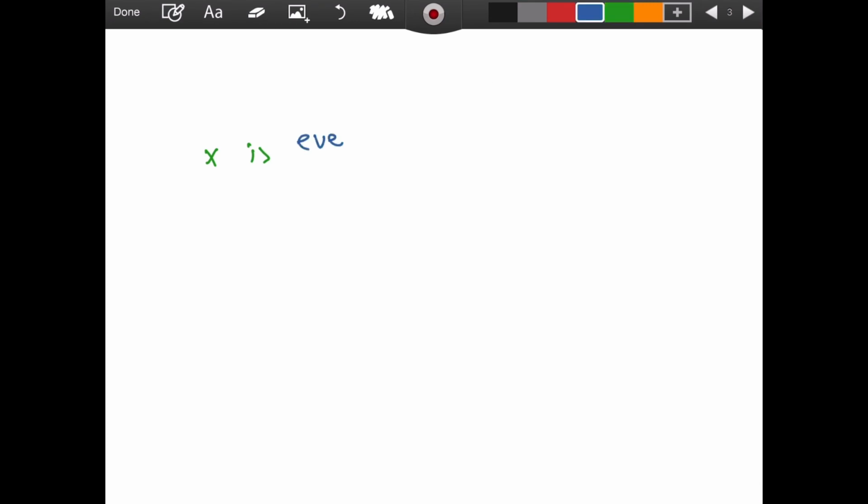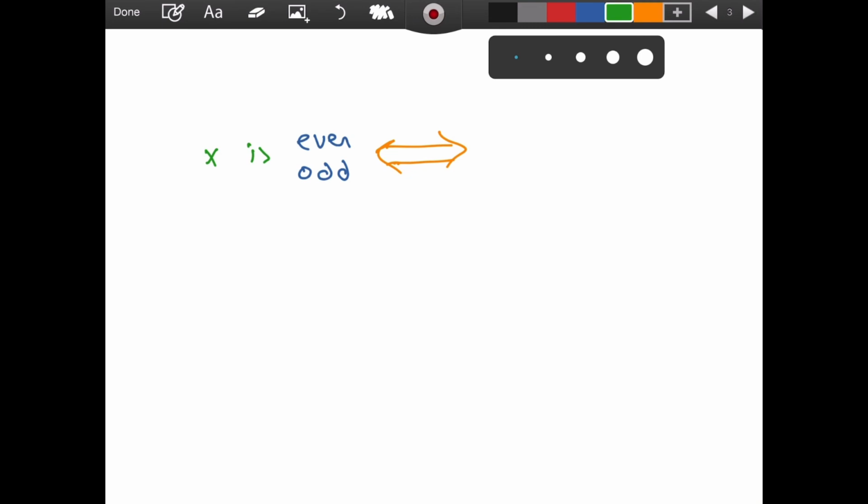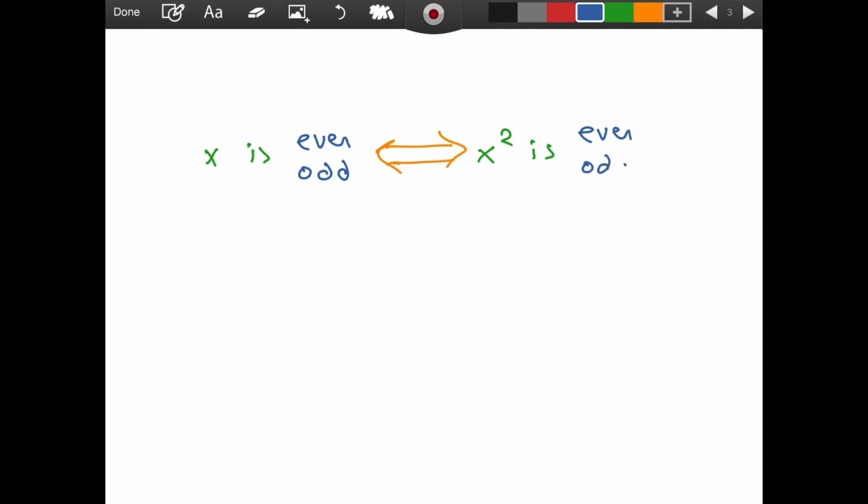We get that if x is even or odd, then we have a two-way path. We can go both directions and we can conclude that x squared is even or odd. So if x is even, x squared is even. If x squared is even, then x is even. Okay, and it works for odd as well.